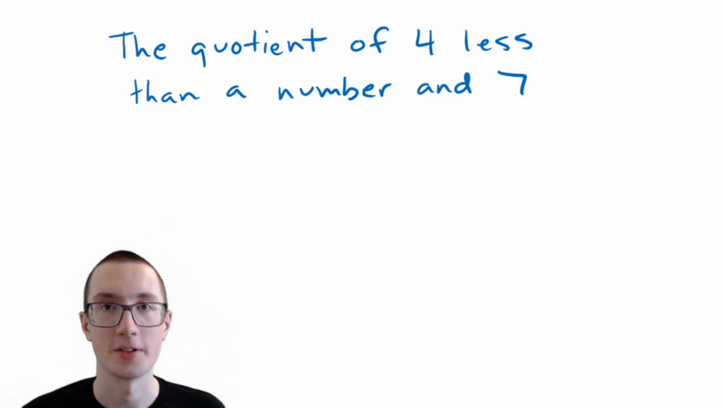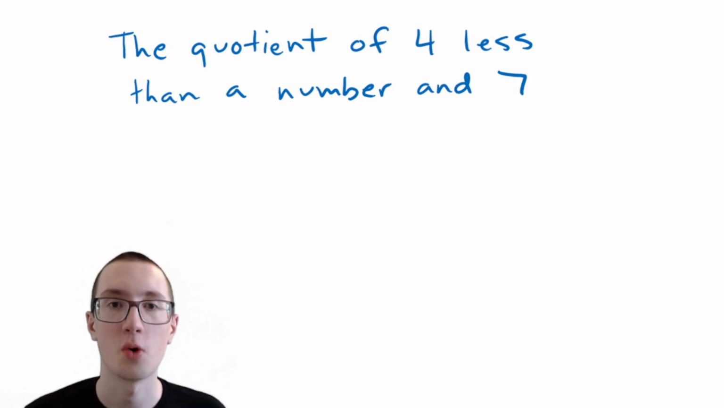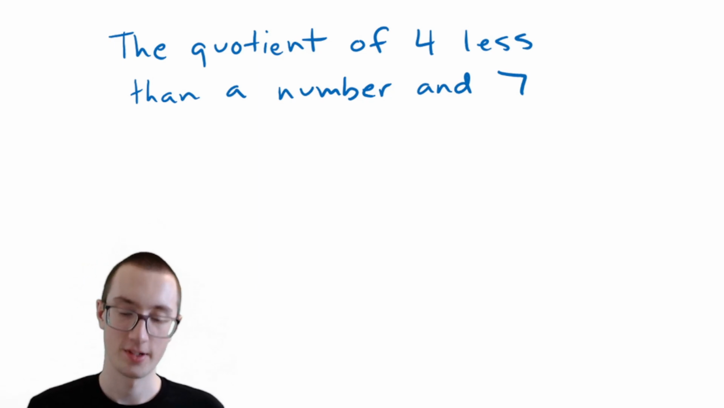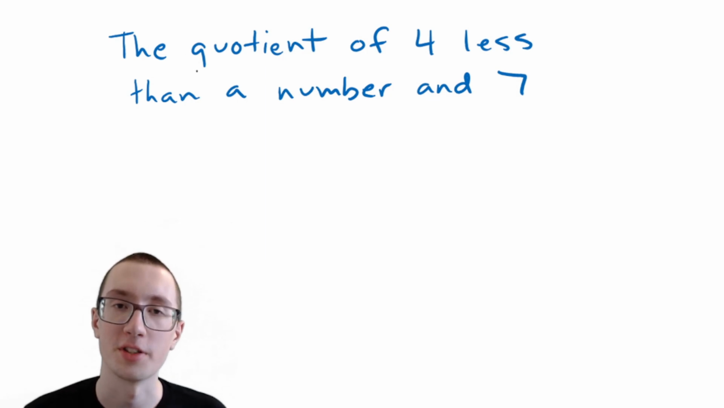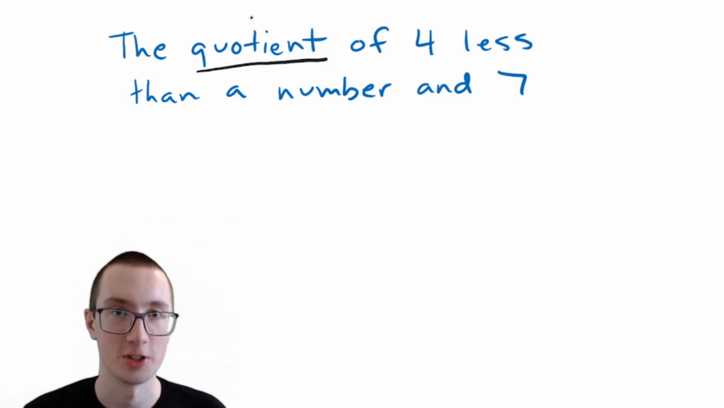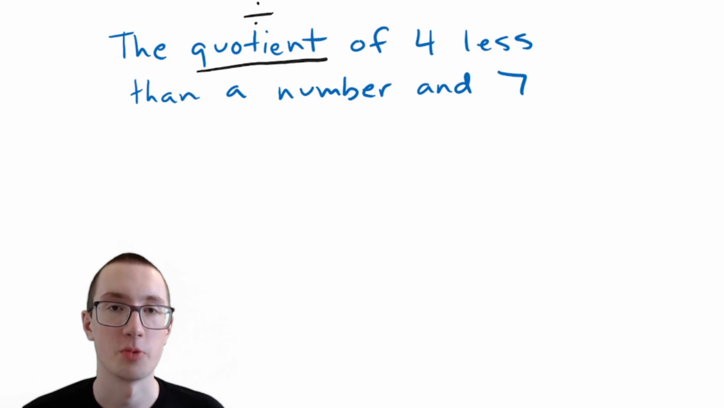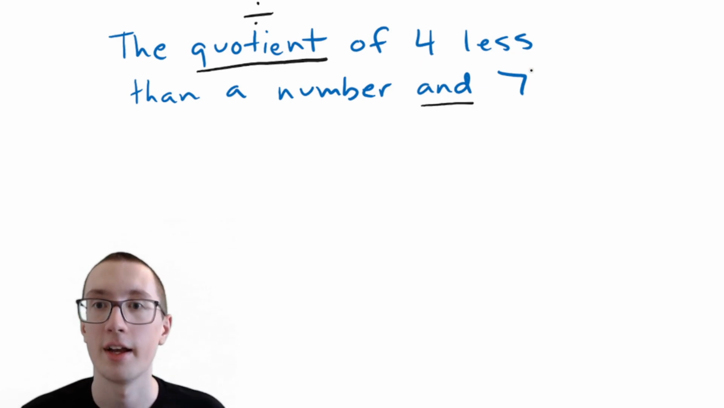All right, now here's another example for you. The quotient of 4 less than a number and 7. Now, the word quotient means division. And the important thing to remember is whenever you see the quotient of, or the sum of, or the difference of, you're usually going to have the word and in there somewhere, because there are 2 parts to it. And our 2 parts are 4 less than a number and 7. Those are our 2 parts.